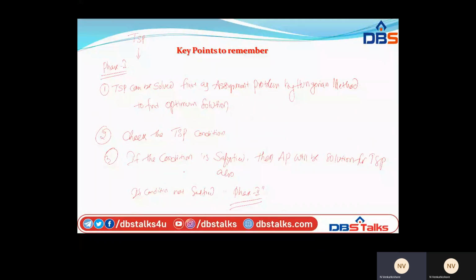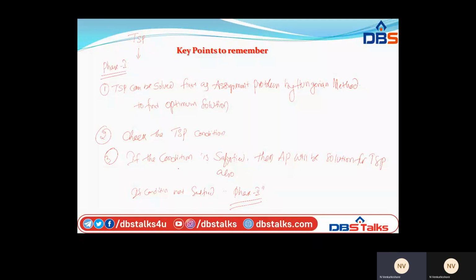After getting these points, we need to solve. We can solve a traveling salesman problem in two phases, but in most cases we solve it in phase one only. What is phase one? The traveling salesman problem can be solved firstly as an assignment problem by the Hungarian method. Any problem given in the assignment model or traveling salesman model is first solved using the Hungarian method, since the assignment model is solved by the Hungarian method to get the optimal result.